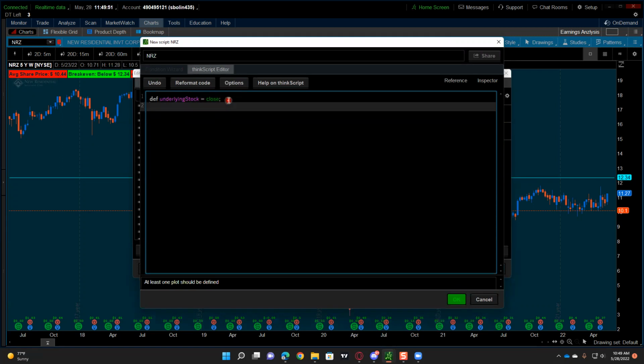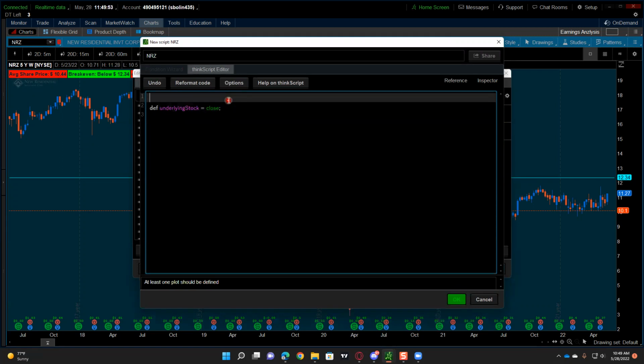Now, we also need user input, because I don't want to have to go into the code every time. So we're going to put input. And this input will be average share price. Let's say cost. That way later on, if we need to, we can change the difference between our average share price and our average share cost. So average share cost for me was $10.44.